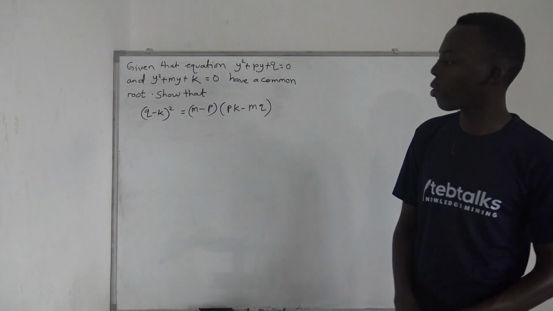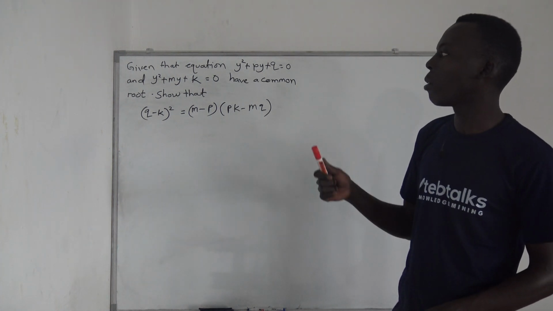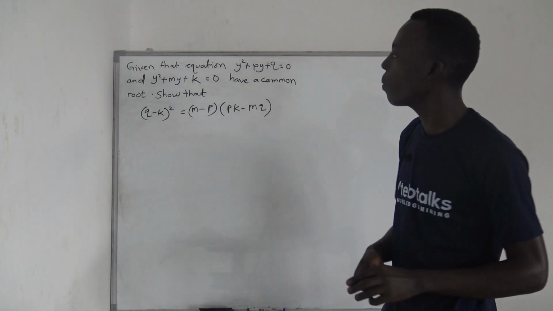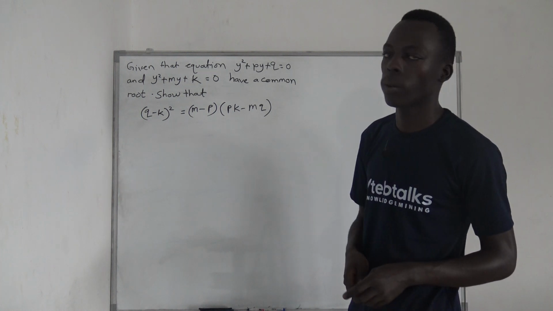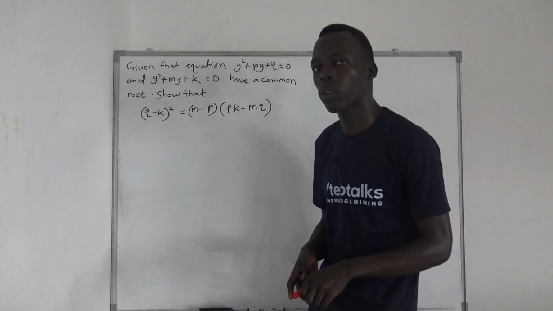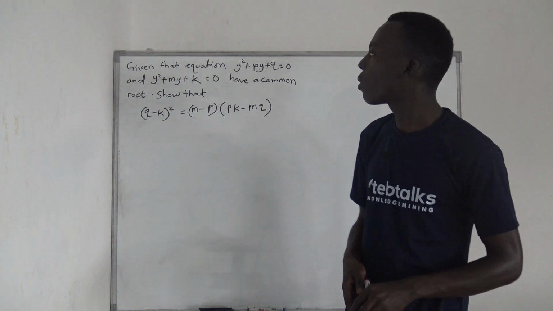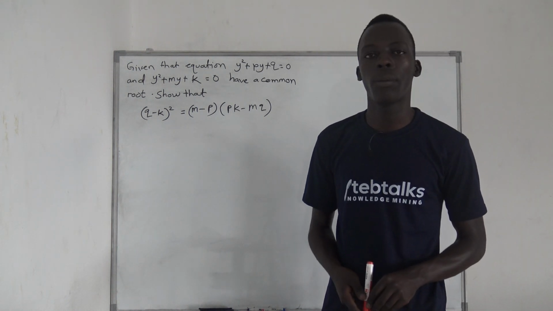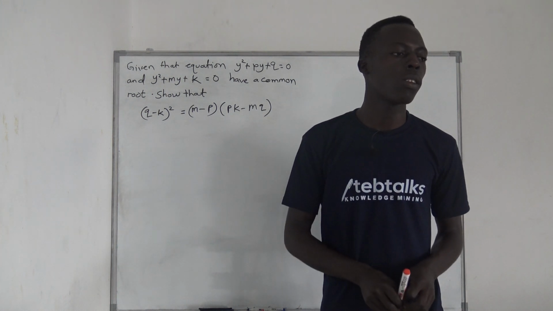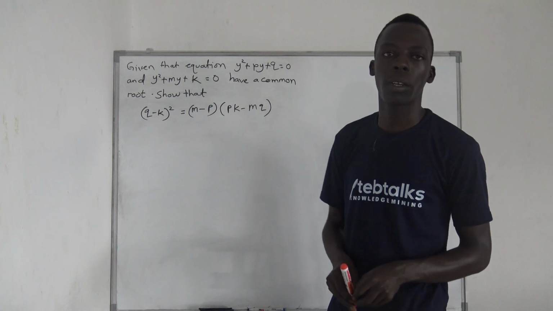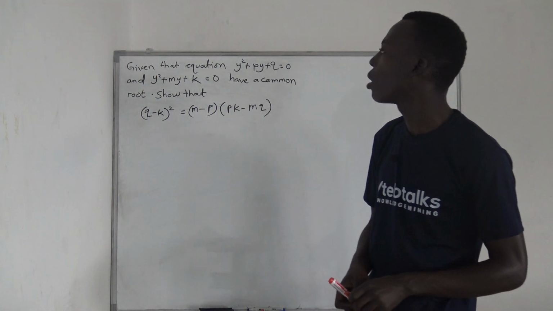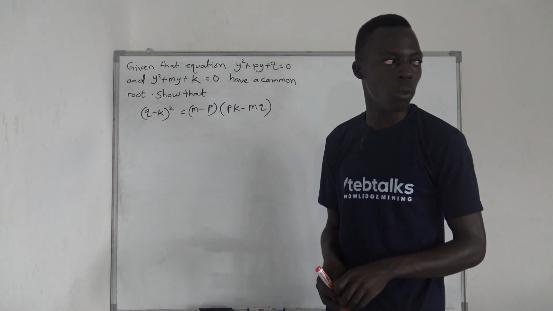to quadratic equations. So now they have given us an example: given that the equation y squared plus 3y plus q equals 0, and also that y squared plus my plus k equals 0. So these are two different quadratic equations, but all of them in terms of y. So now they have a common root. They are saying that they have a common root.